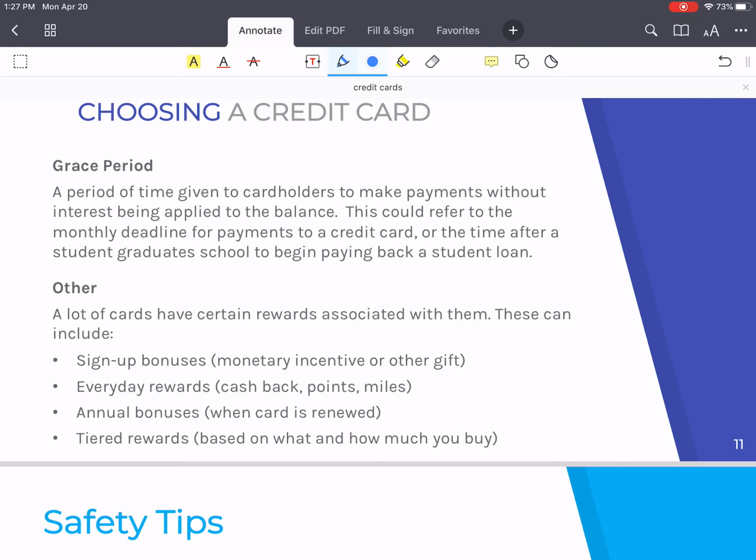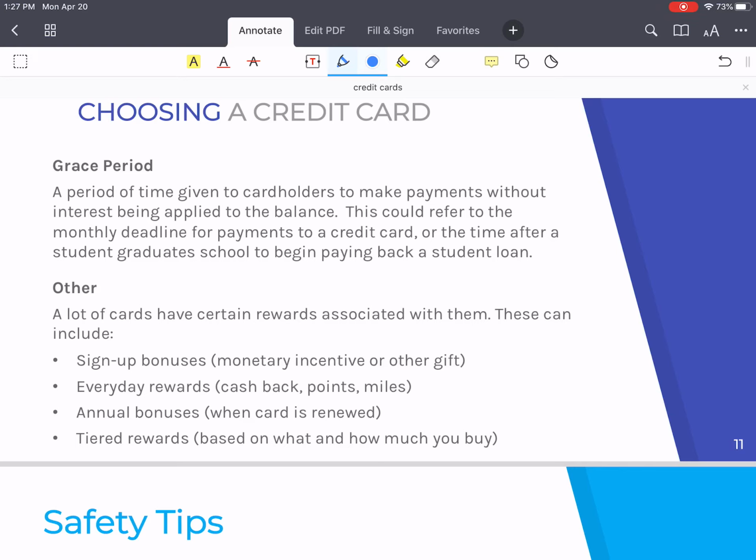But looking at the rewards, looking at how good they are, and making sure that there's something that's useful to you. Like if you don't travel really, maybe a point that gets you air miles, or maybe you don't travel but you want to travel, so a card that gets you air miles might be a good idea. Okay, so all things to keep in mind.